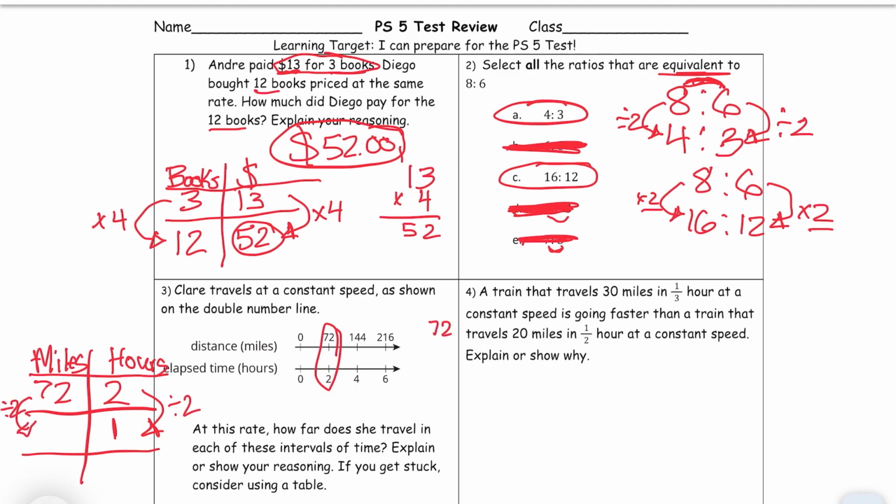And you may need to do some math. 2 goes into 7 3 times. 2 goes into 12 6 times, so 36. So that means in 1 hour it goes 36 miles.